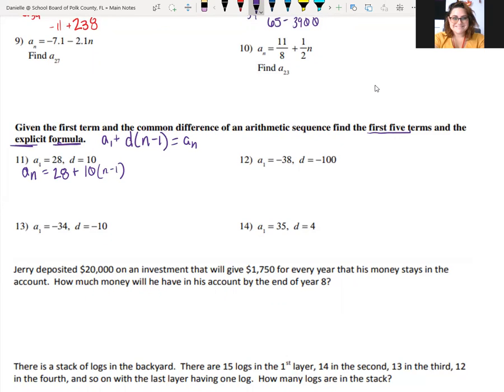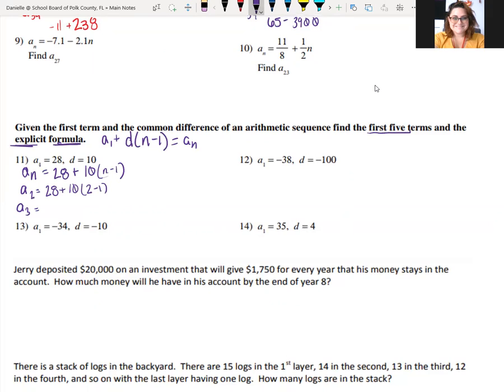Now we need to give the next 5 terms. So A1, A2. Now what I'm saying is n equals 1, so anywhere I see an n, I'm going to put a 1. So A sub 1 is 28 plus 10 times 1 minus 1. Oh, we already know the first term. I don't know why I'm trying to find it. Just go with 2 and 3.